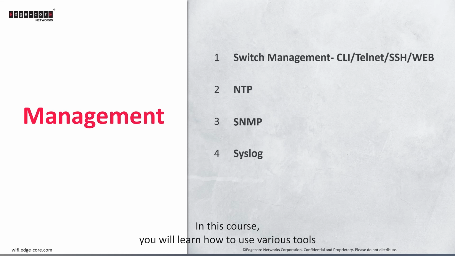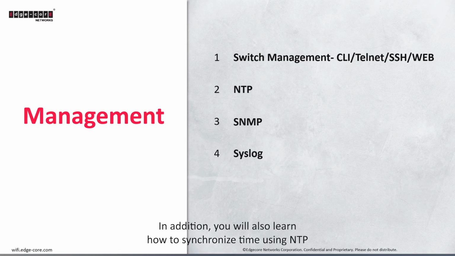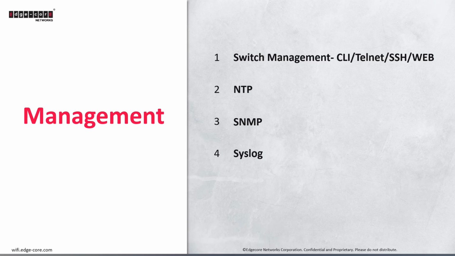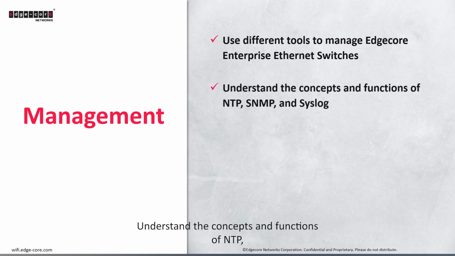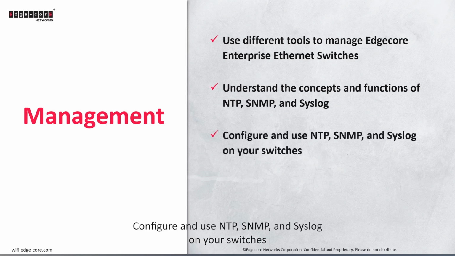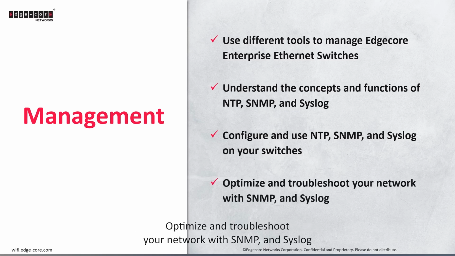In this course, you will learn how to use various tools to manage and monitor your network switches, such as CLI, SNMP, and Syslog. In addition, you will also learn how to synchronize time using NTP. By the end of this course, you will be able to use different tools to manage Edgecore Enterprise Ethernet switches, understand the concepts and functions of NTP, SNMP, and Syslog, configure and use NTP, SNMP, and Syslog on your switches, optimize and troubleshoot your network with SNMP and Syslog.